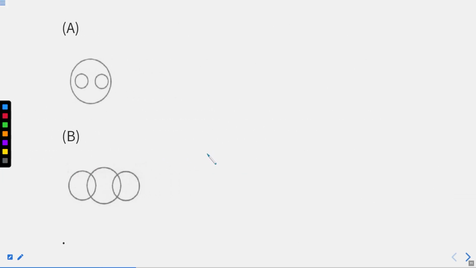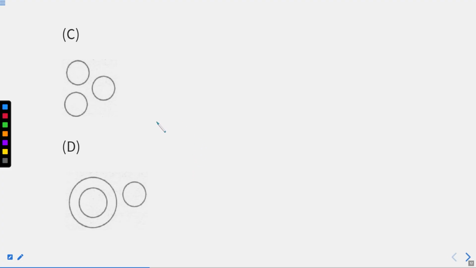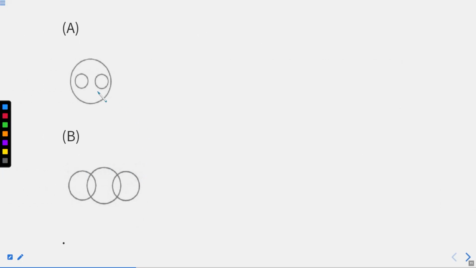These are the examples. This is option A, where a big circle has two different circles inside. Here we have a circle and two circles intersecting the first circle. In the third part we have three different circles which have nothing in common. In the fourth we have a circle inside another, that is concentric circles, and a separate circle. So you can clearly see what it is showing.